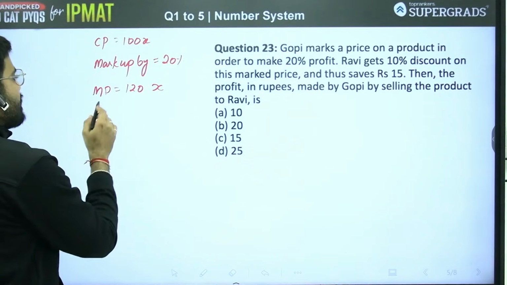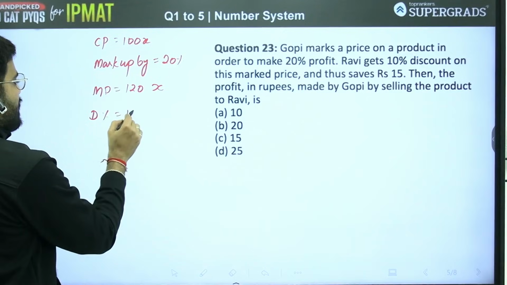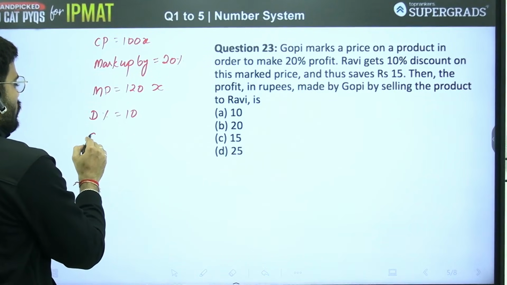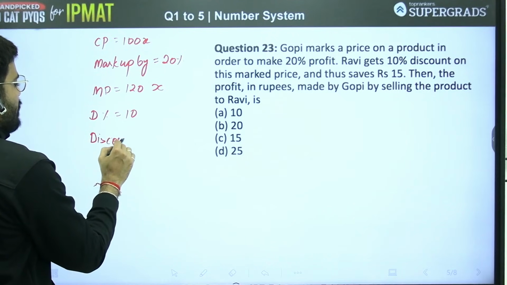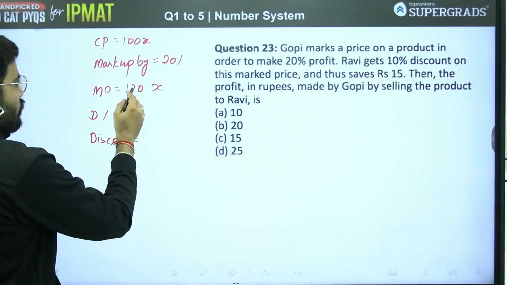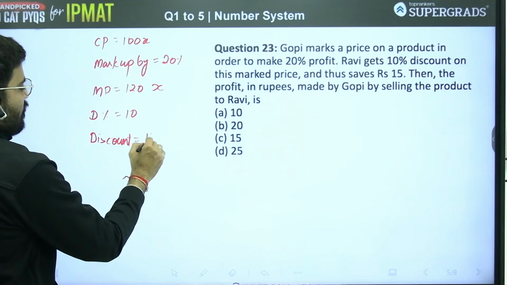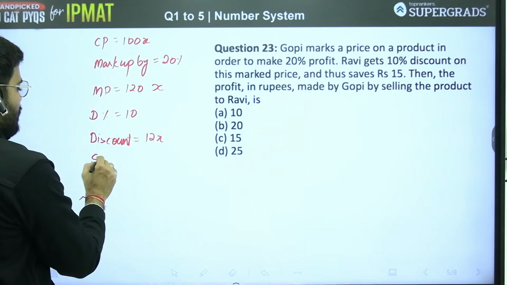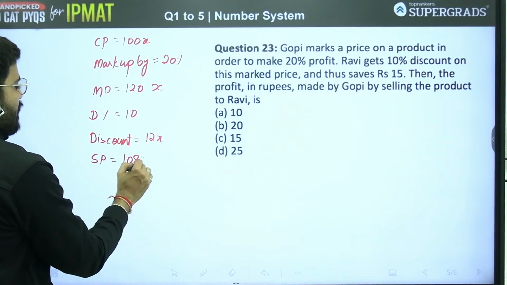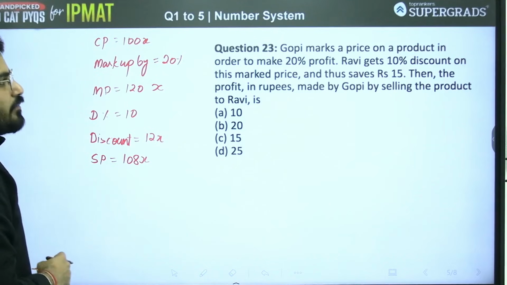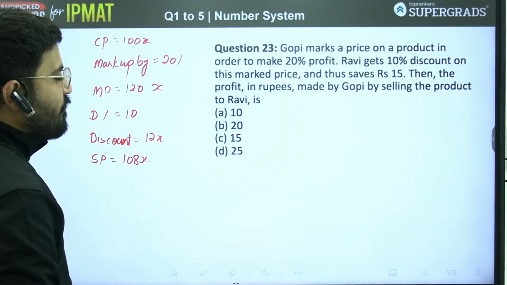Now Ravi gets a discount of 10%. So discount percent is given as 10. So the discount will be equal to 10% of 120x, that is 12x. So selling price will be equal to 120x minus 12x, that is 108x. This is the selling price on the mark price, and thus sales rupees 15.